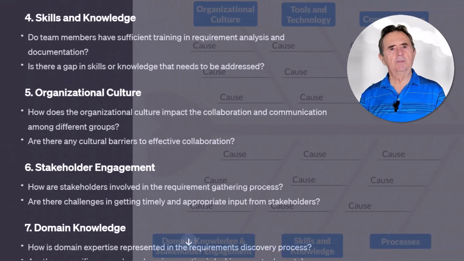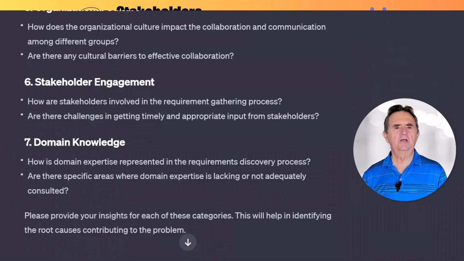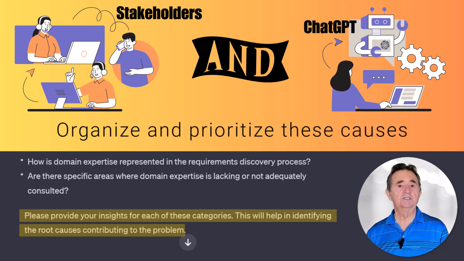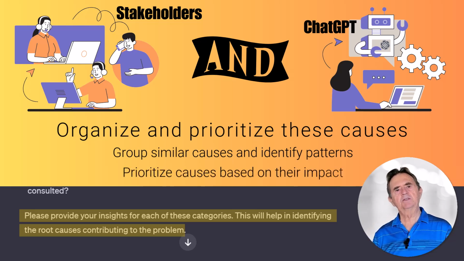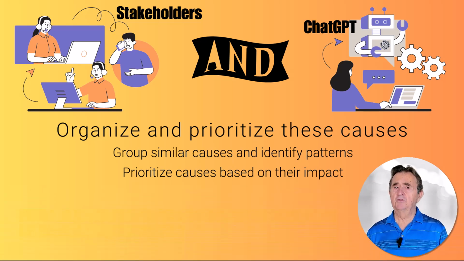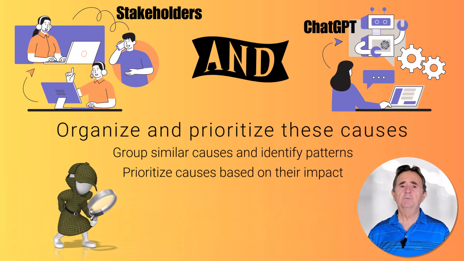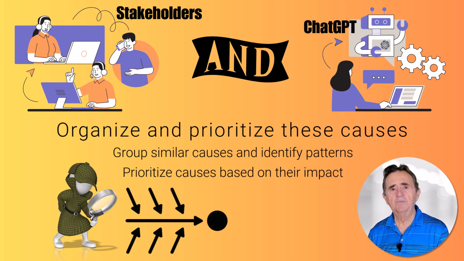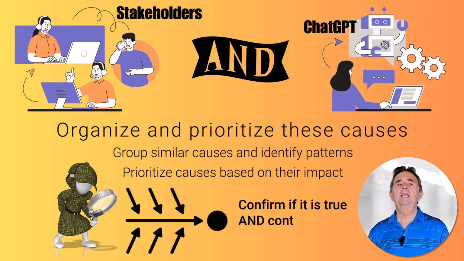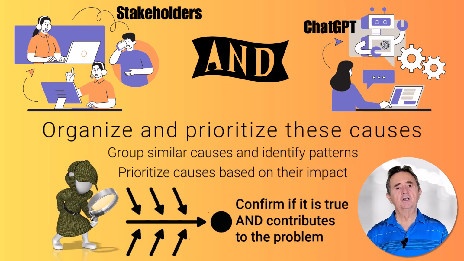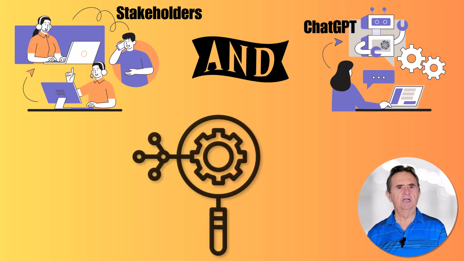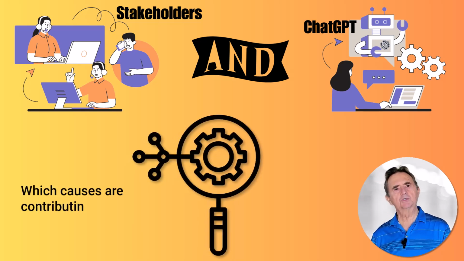Now that you have created the basic fishbone diagram, work with your stakeholders to organize and prioritize these causes. Try to group similar ones together and identify patterns. Then you can prioritize them based on their potential impact on the problem. It's really essential that you investigate and verify each potential cause. Research each one to confirm if it's true and if it actually contributes to the problem. Once you've completed the verification, you should be able to identify root causes, meaning which causes are contributing most significantly to the problem.